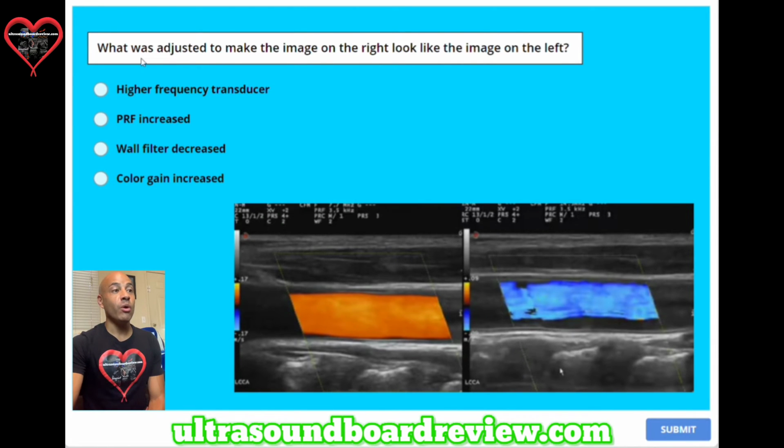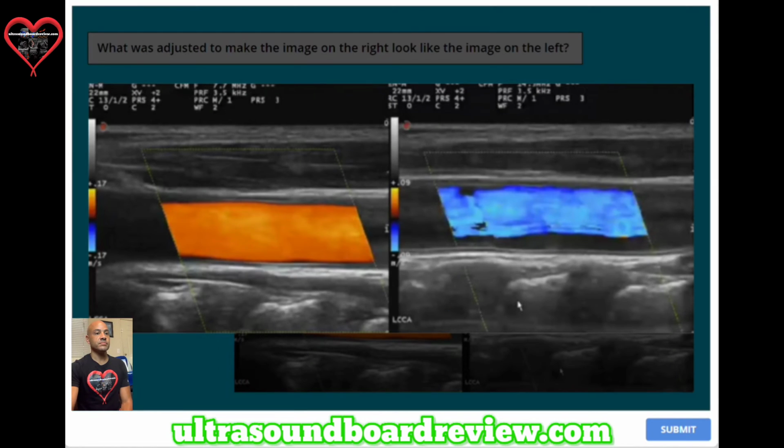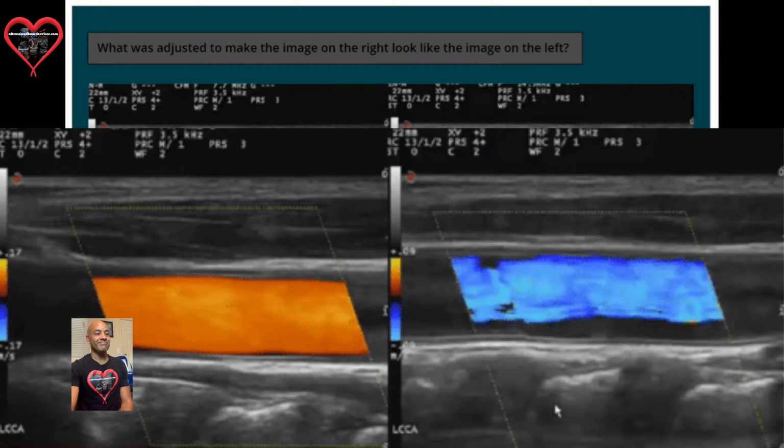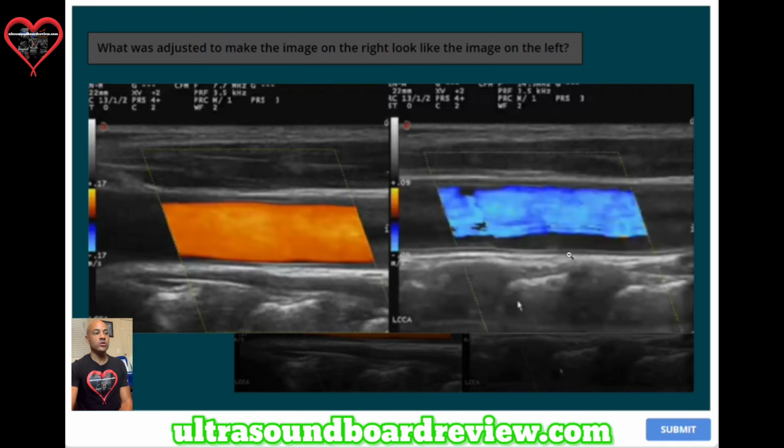Question 20. What was adjusted to make the image on the right look like the image on the left? A, higher frequency transducer. B, PRF increased. C, wall filter decreased. Or D, color gain increased. So what happened to make this image here look like this image here?